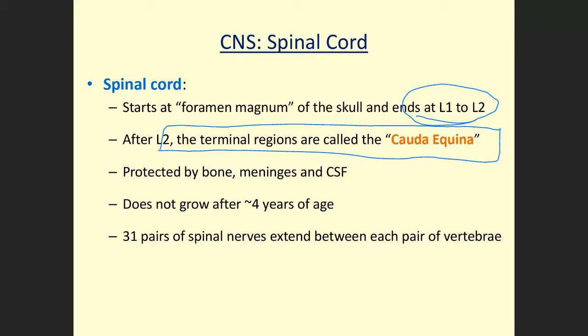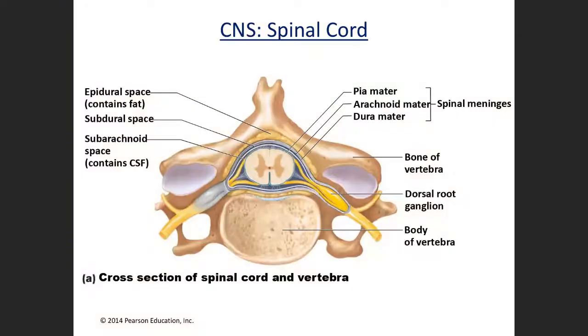Okay. Your spinal cord will grow from within the womb when the baby is developing all the way through to about 4 years of age. After that, the spinal cord stops growing, even though the vertebral column continues to grow. We're going to look at the spinal nerves when we get into the autonomic nervous system. But suffice to know that from the spinal cord, you're going to have nerves exiting.